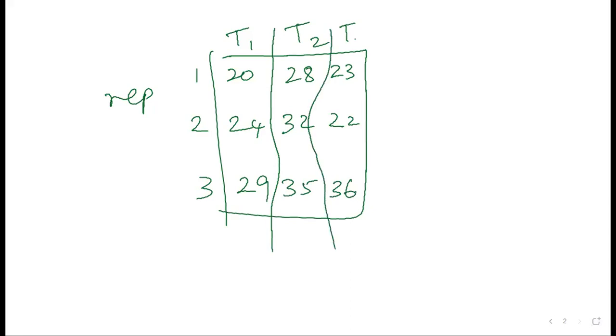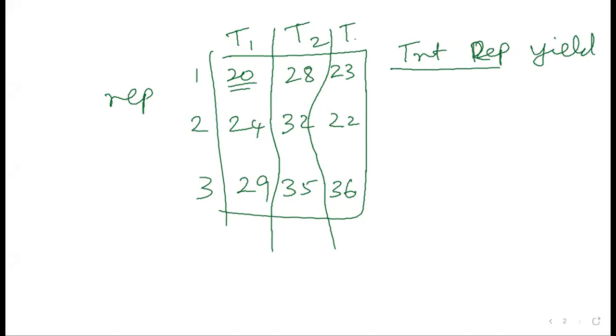Right. Now I'm going to code. Let's say treatment and replicate. So I will erase it. For example, treatment, replicate. These values are, let's say, yield.